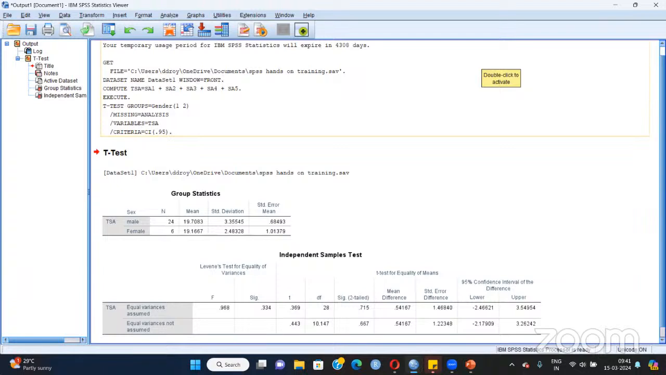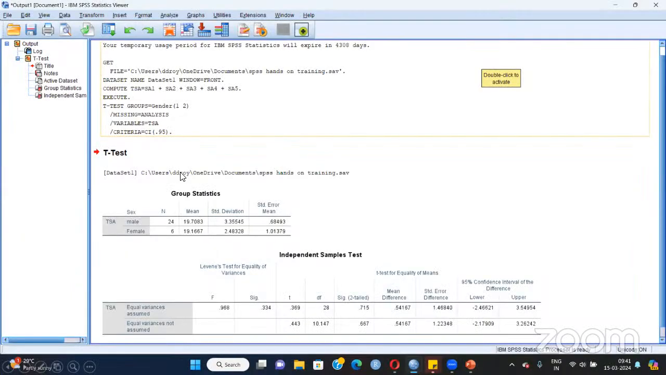Sir, the screen is not visible. Only syntax, some words are visible. Oh. Thank you for telling me. Is it visible now? Yes, sir.